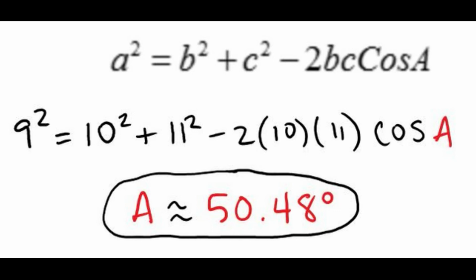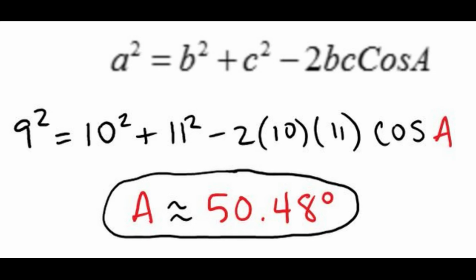At the end, we're solving for that uppercase A, cosine of A. So you've got to be very, very careful when you're doing this. What you'll do is 10 squared, 11 squared, subtract from the other side. You'll do negative 2 times 10 times 11, divide that over to the other side, and then you'll get some decimal. You have to inverse cosine both sides, and you end up with A is 50.48 degrees. So I have one of my angles.